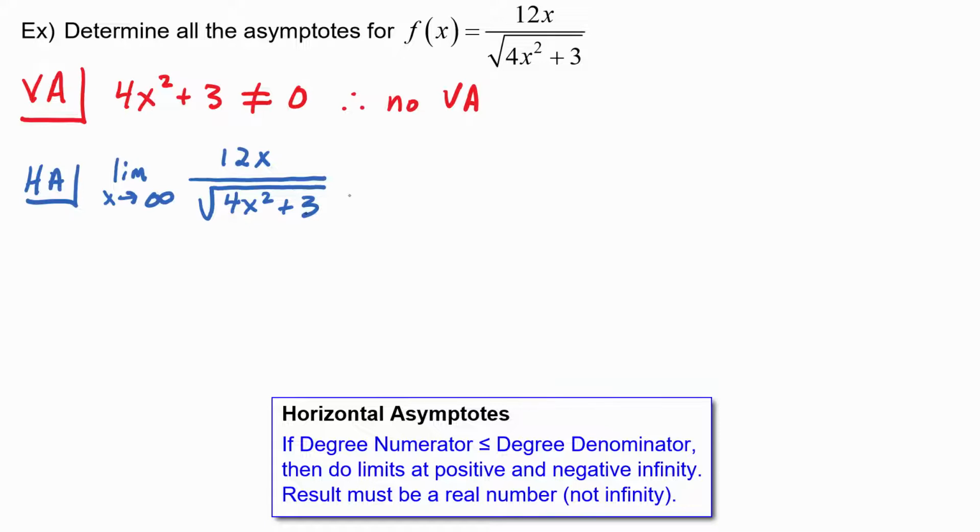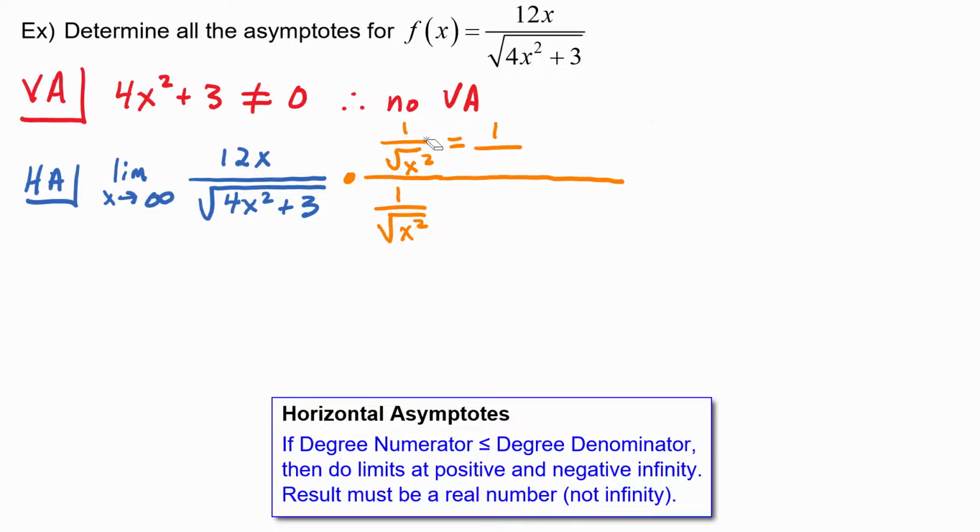Now we want to multiply by 1, which means we're going to multiply both the top and the bottom by 1 over the square root of x squared. Now in the numerator here, we have a problem because the x is not under a radical, and this x squared is under a radical. So we are going to rewrite this.